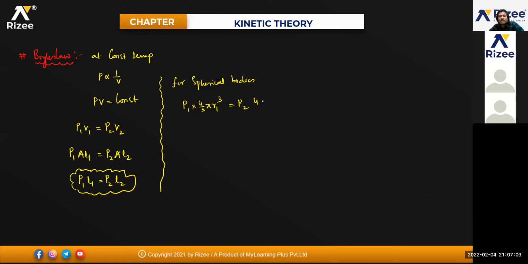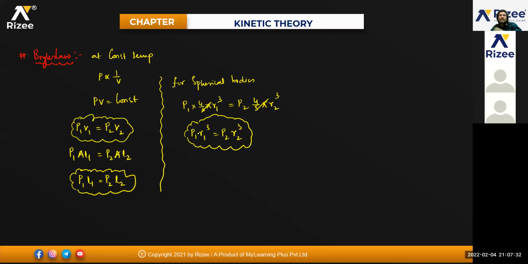Sure. So it is 4/3 π R2³. The 4/3 π will get cancelled. So P1 R1³ will be equal to P2 R2³. So this is also one more relation of Boyle's law, whether you write it in terms of length, or in terms of volume directly, or directly in terms of radius. So P1 R1³ is equal to P2 R2³.